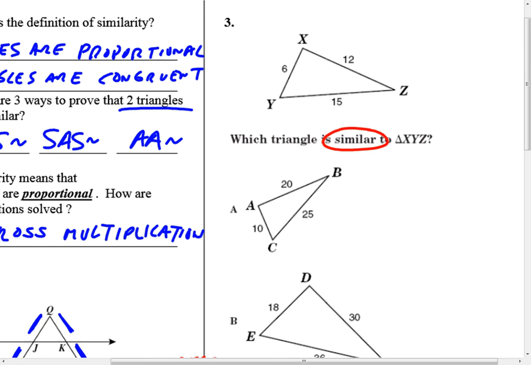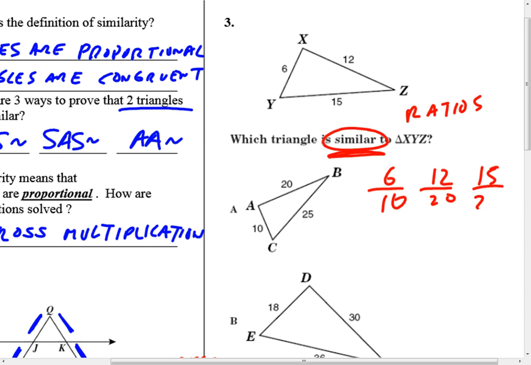A lot of the work that you're going to see on the SOL test requires some trial and error. You might have to test all of your answers in order to figure out situations like this. Similar. I got to think ratios. Everything's got to match up. Everything's got to be the same ratio. 6 and 10. 12 and 20. 15 and 25. Do those work out to the same thing?